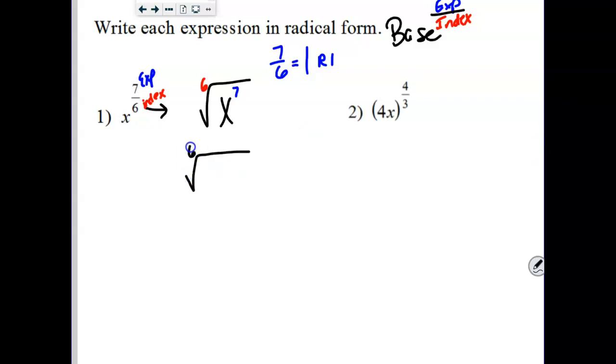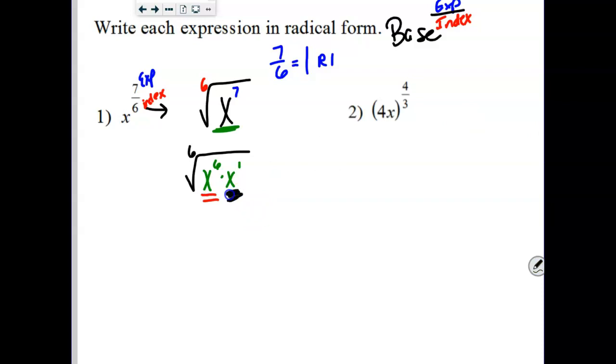If we were to break up x to the 7th power in a way where I could partially reduce it and have a little bit left over, that would look like this. X to the 6th and x to the 1st. Why did I do it that way? Well, because of what y'all just told me. You told me 6 goes into 7 one time with a remainder of 1.